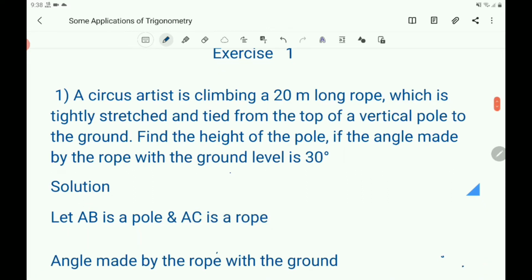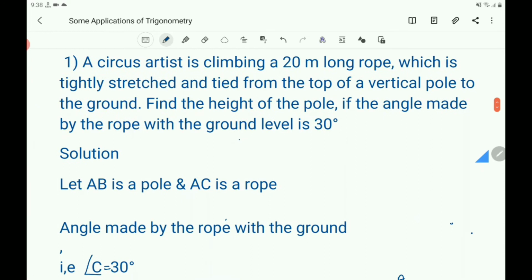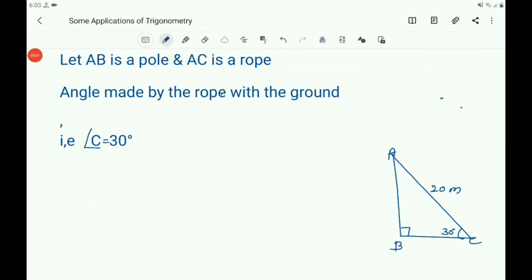So the angle made by the rope with the ground is 30 degree, that is, angle C equals 30 degree. AB is a vertical pole, AC is a rope. So in the right angle triangle ABC, angle B is right angle. AC is the side opposite to the right angle, so it is the hypotenuse. Hypotenuse is given, that is 20 meter, and the angle is given.